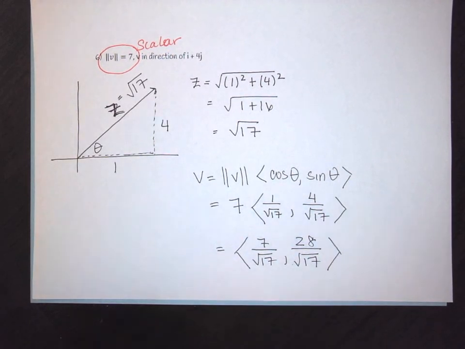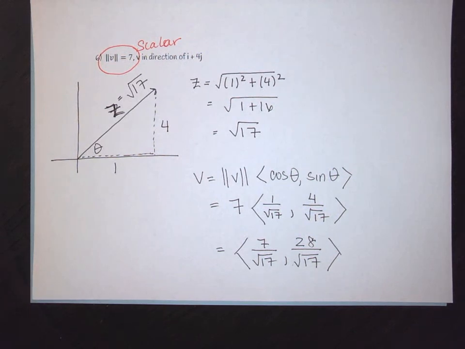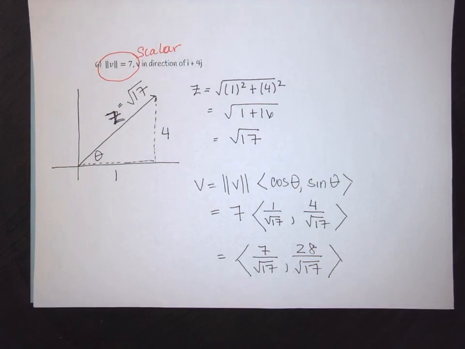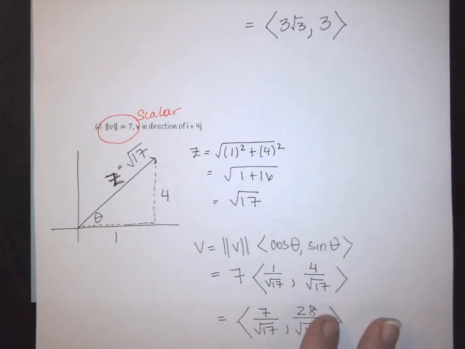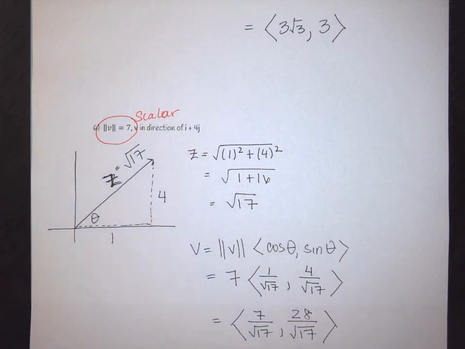Alright, so there are all the different types of examples that you could potentially come across when talking about direction angles. If you have any questions, especially with this last example here, given the use of the magnitude, please let me know. I'd be more than happy to answer that.